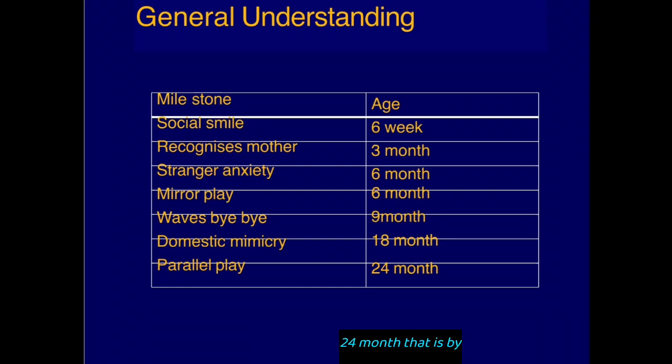By 24 months, that is 2 years, they'll be doing parallel play. Parallel play means even if someone is there along with the child, the child will play with the same toys but alone. They won't be sharing their toys with the second person.